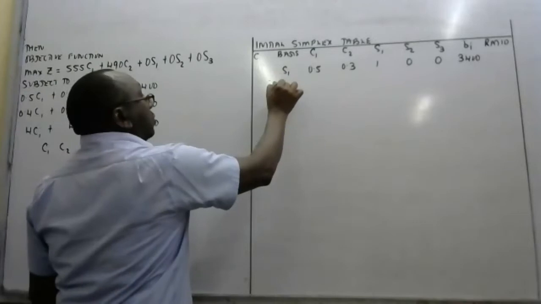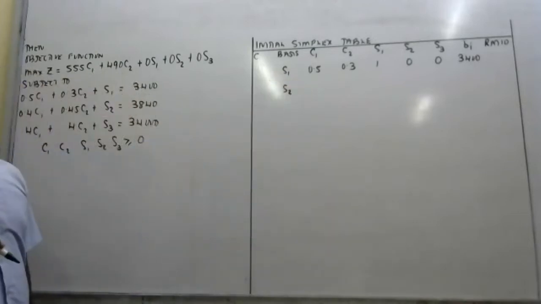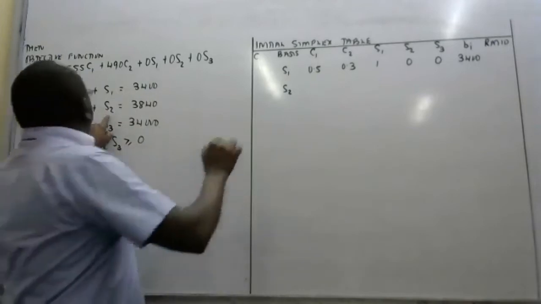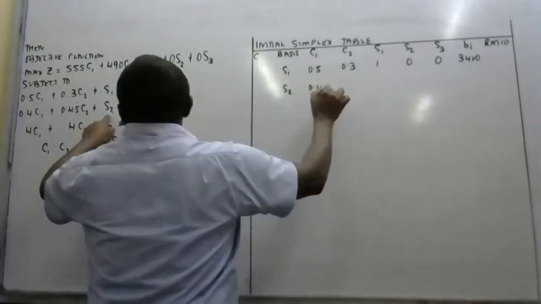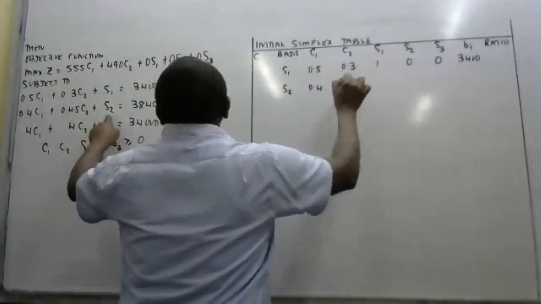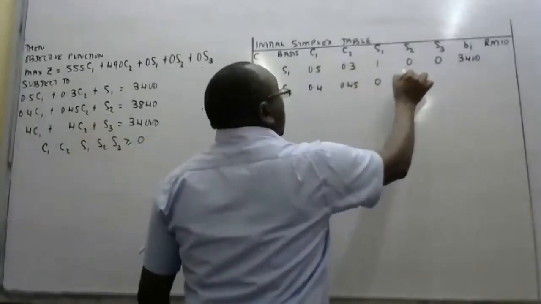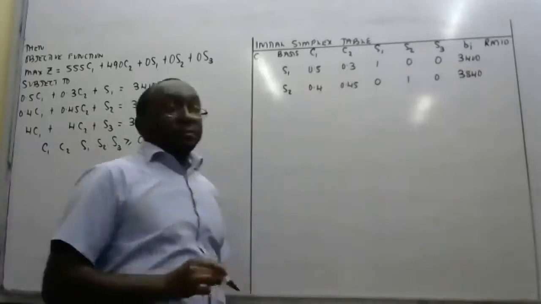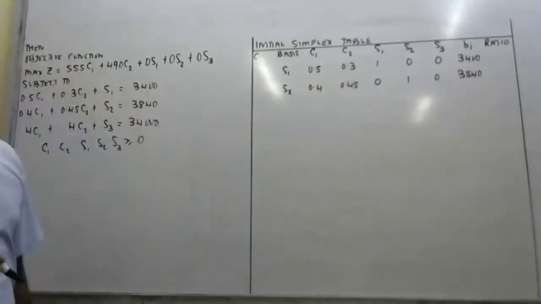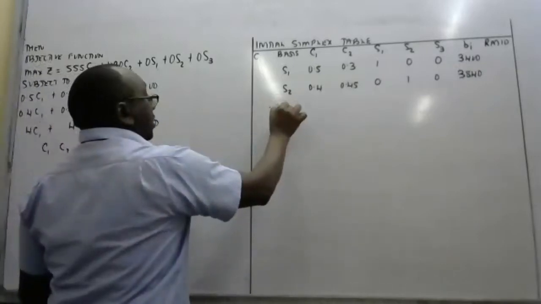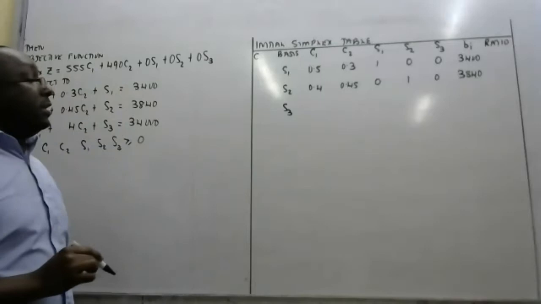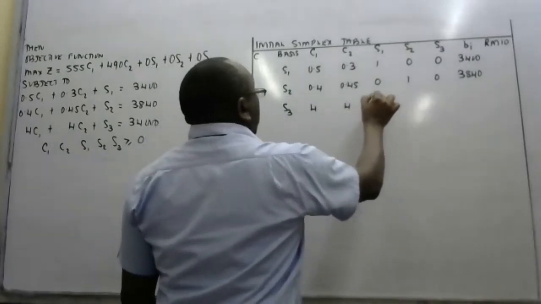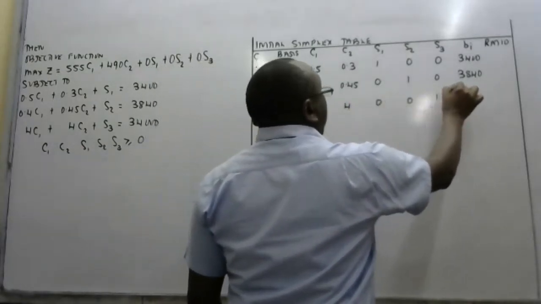We now bring S2. Again you come back here where there is S2 and pick the coefficients. So the coefficients are 0.4, 0.45, then 0, 1, 0, and that 840. We now bring S3. The coefficients are 4, 0, 0, 1, and that 4,000.